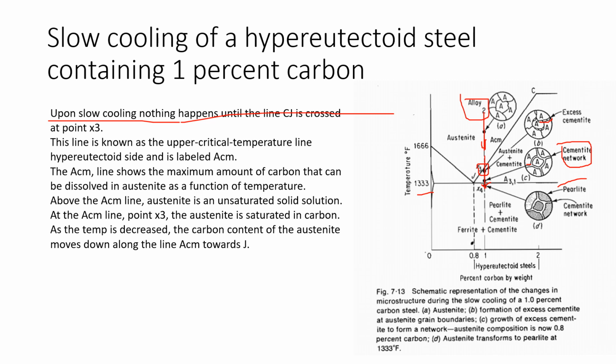While the cementite remains at the grain boundaries, this is the microstructure of the cementite network. This is the photograph of 1% carbon steel, slow cooled, at 500 times magnification.